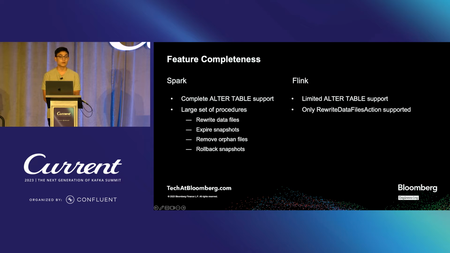So Flink does have the rewrite data files action to group together small data files into larger data files. But Spark is the only implementation that has other operations such as expiring snapshots, removing orphan files, and rolling back snapshots, as well as others. So it's likely if you utilize Flink for ingest, you'll likely need to either depend upon Spark for other maintenance operations or write some of those other operations using the Iceberg Core API.